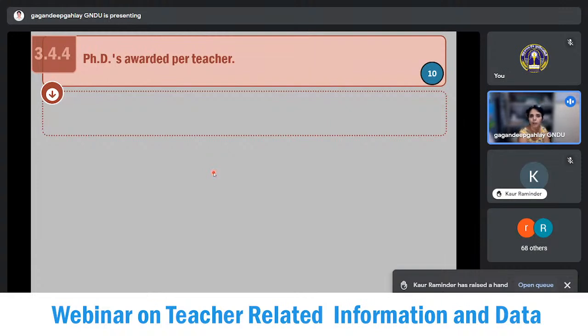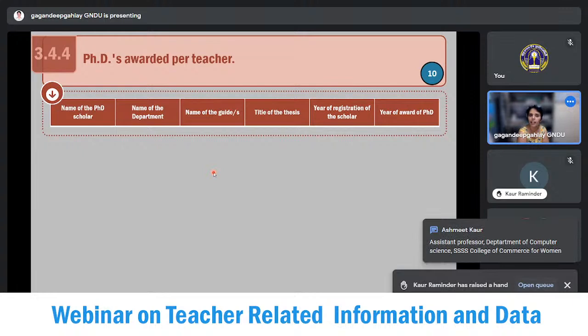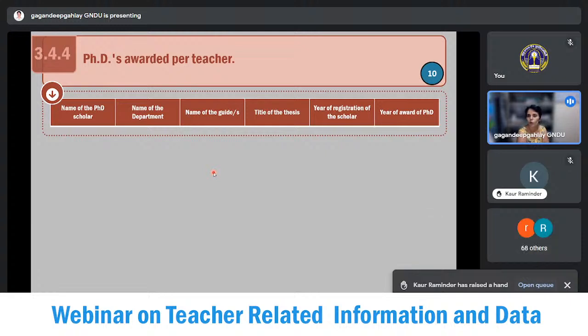have been awarded per teacher. So they're ensuring that there is a regular research process taking place. So we have to give the name of the PhD scholar, the name of the department, the name of the guide, the title of the thesis, the year of the registration, as well as the year of award of the PhD.